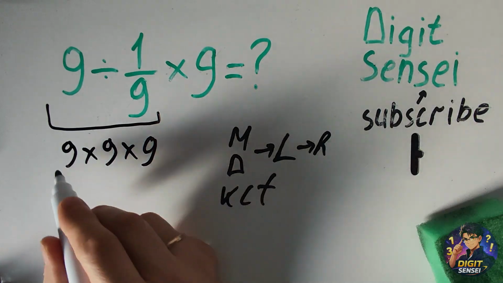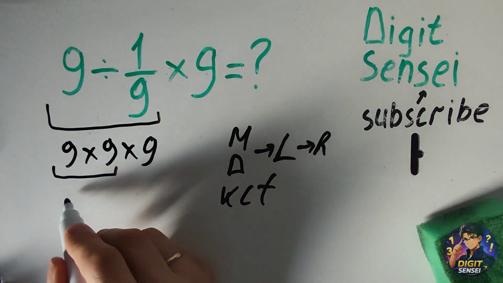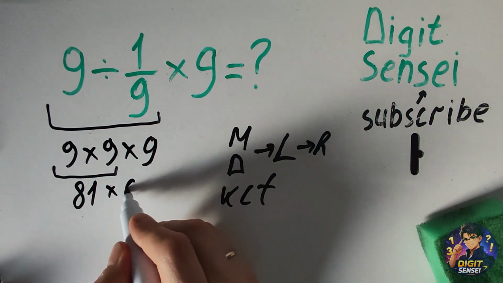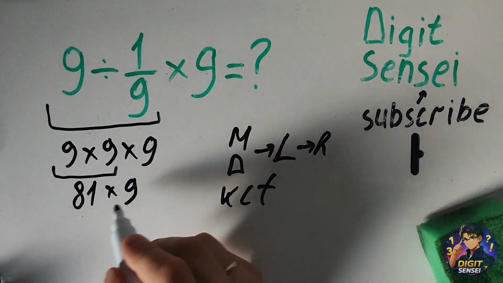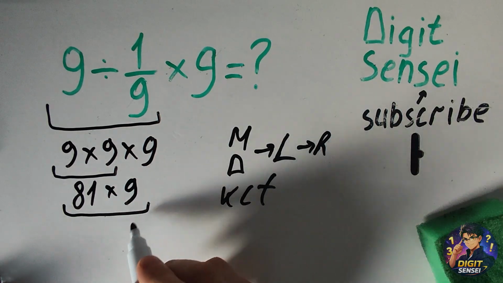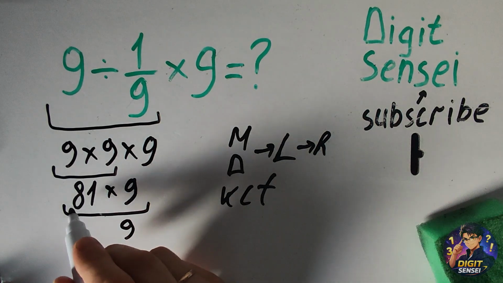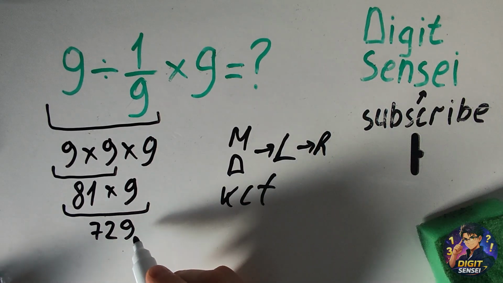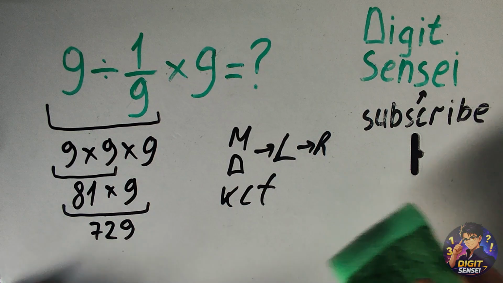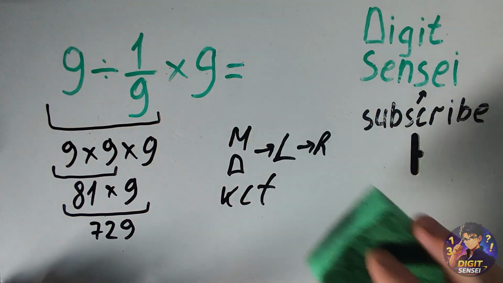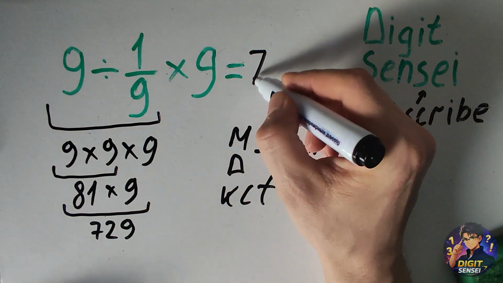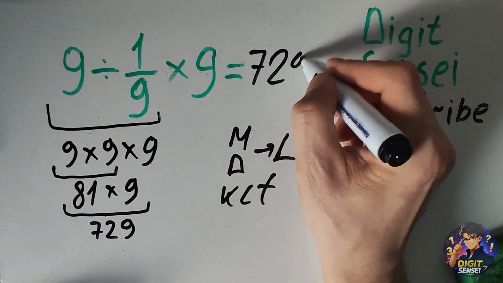9 times 9 gives us 81. So 81 times 9. Okay? 9 times 1 gives us 9, and 9 times 8 equals 72. So we have 729. And this is our final answer to this problem. The correct answer is 729.